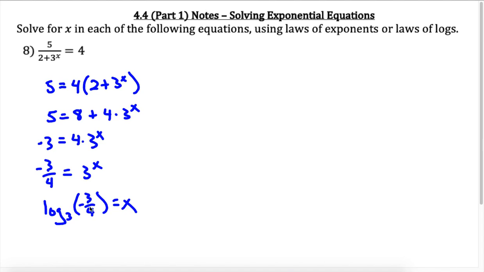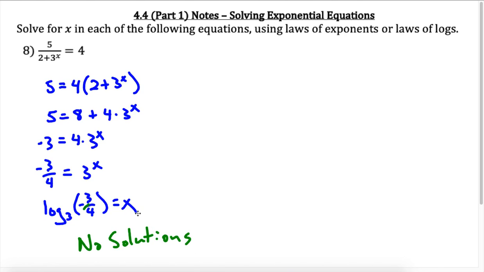But we have a negative value on the inside of a log. If you remember, back a couple of sections, we said that the domain of a log is only 0 to infinity. We can only have positive values inside of a log. Since I ended up with a negative value inside of a log, that means that this problem has no solutions.